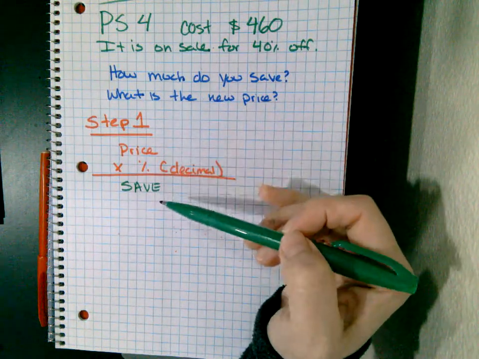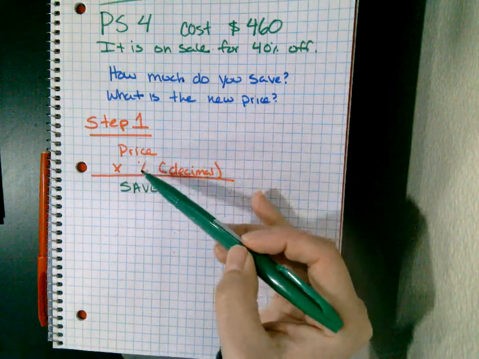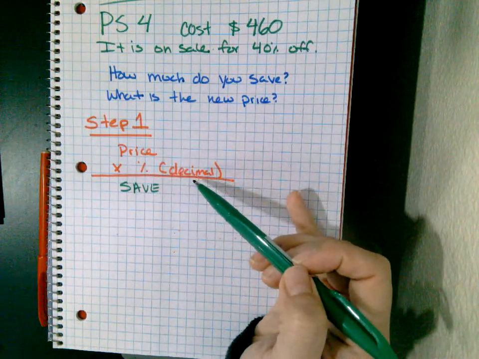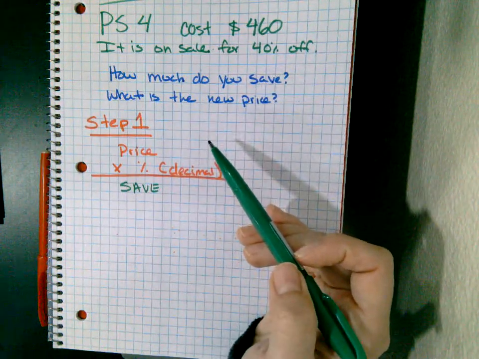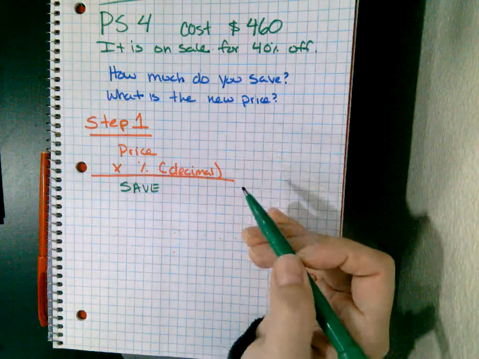So you times the two numbers? Yes, but your percent needs to be written as a decimal. Some kids will be like, oh, 40%, so they multiply by like 40. And it's like, no. You gotta make sure it's written as a decimal.